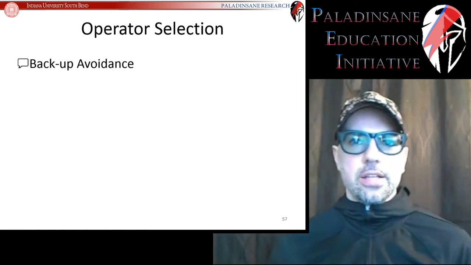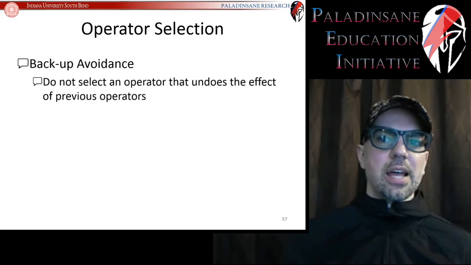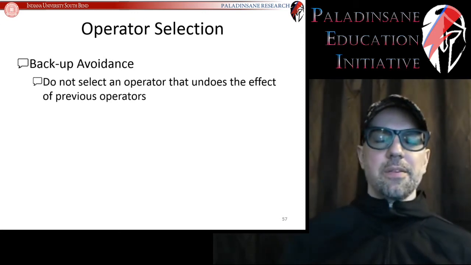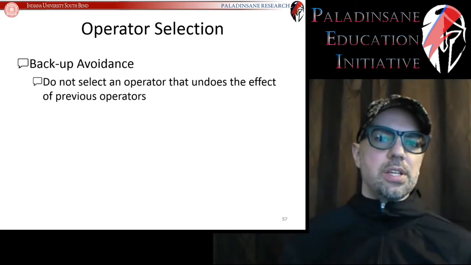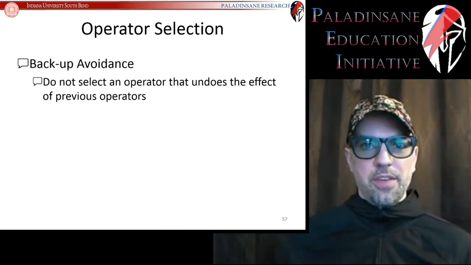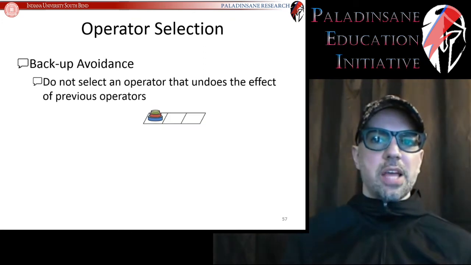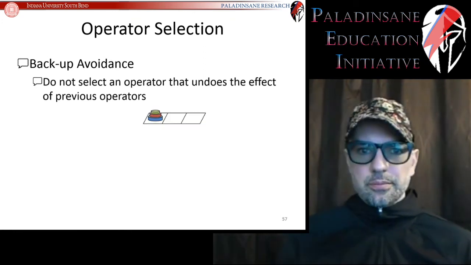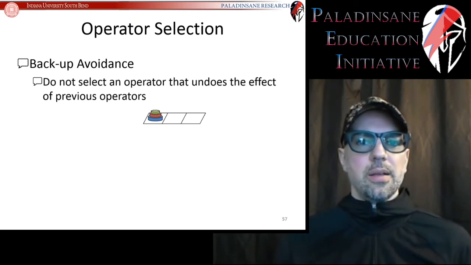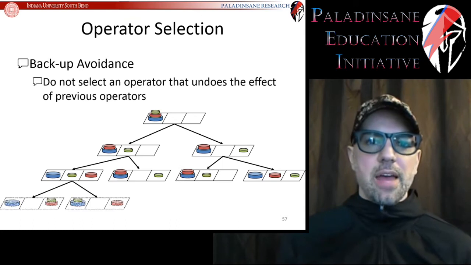So backup avoidance is the first one. And this is where we tend not to select an operator that undoes the effect of previous operators. We tend not to choose a move that undoes progress that we've made, that undoes the moves that we've made before. So for example, in the Tower of Hanoi, we start with that initial state, and we have this particular problem space here that we're trying to navigate.